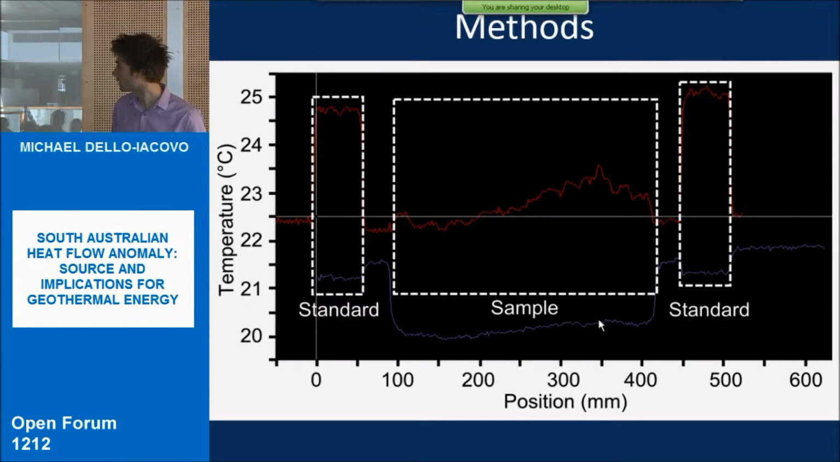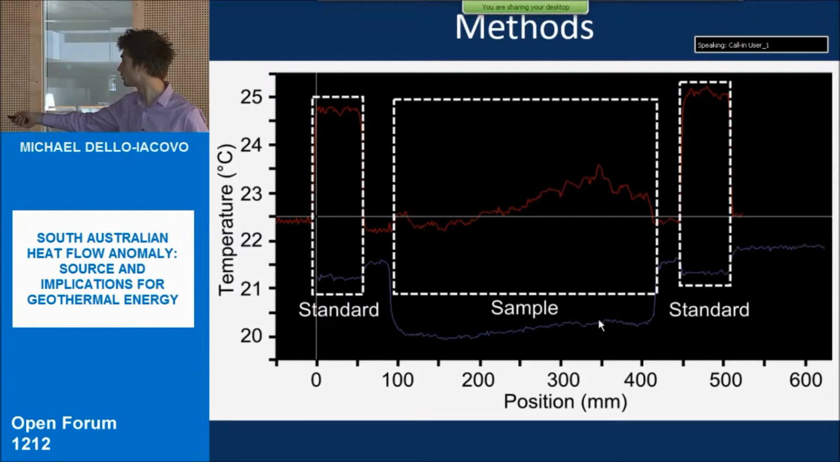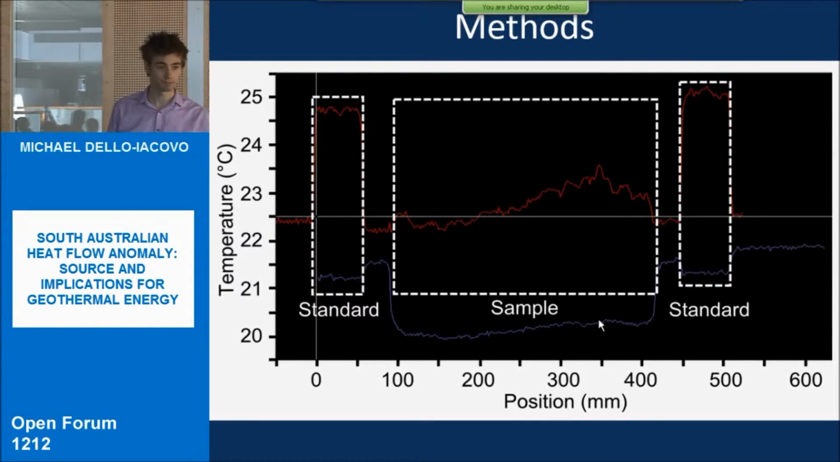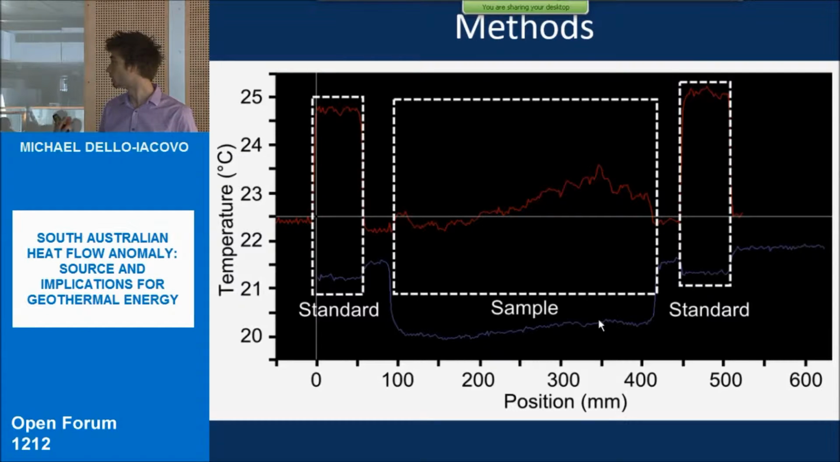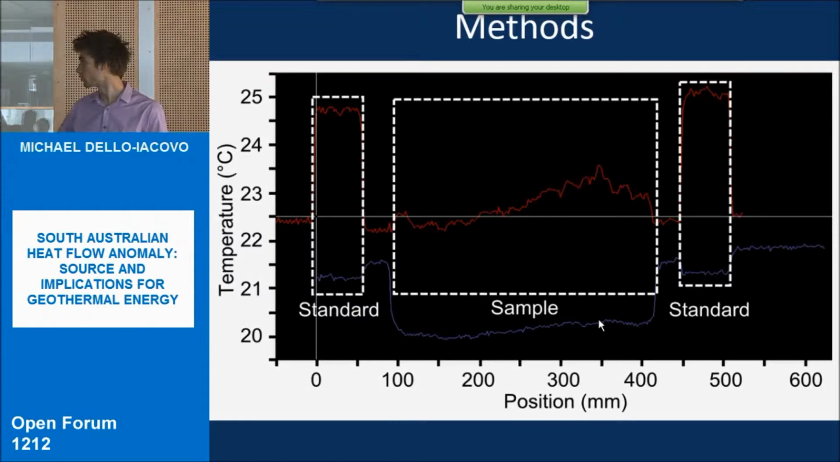So we've got a profile of that here. The red's not quite showing up as well, but the red profile along the top there is the temperature measurement taken after the heat source has been applied, blue before the heat source has been applied. So then the difference between those is used to get a thermal conductivity profile along the core. So we've got our two standards on either side and the sample in the middle there.